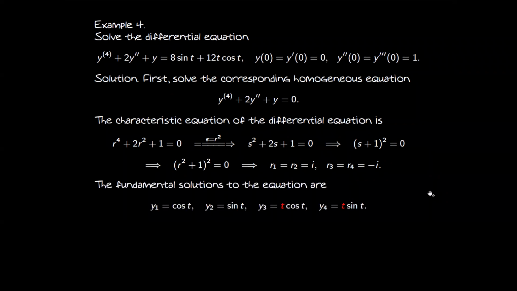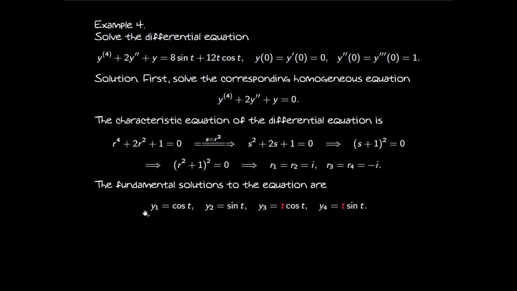So therefore, the fundamental solutions will be cosine t and sine t, because you don't have any real part. The real part is 0 here, right? So e to the 0 is 1. That's why you don't see any exponential factor here, okay? Only sine and cosine. And because the roots are repeated, we have to use extra t's.